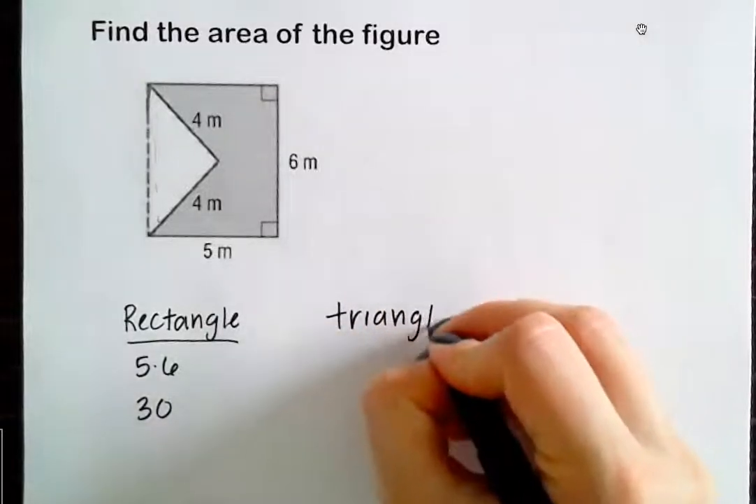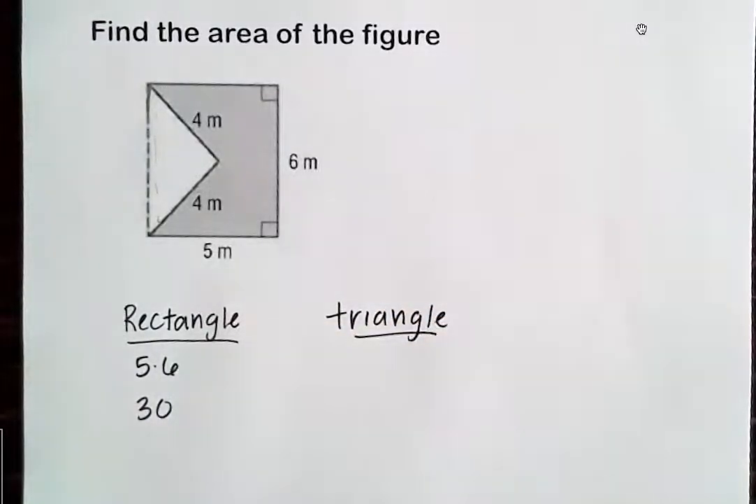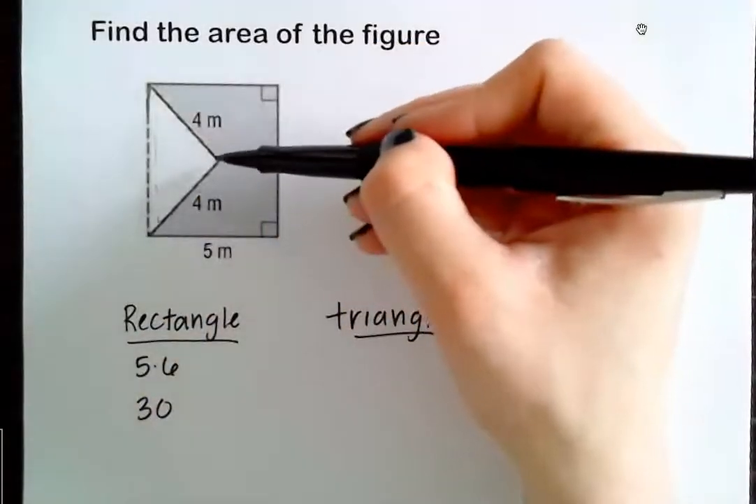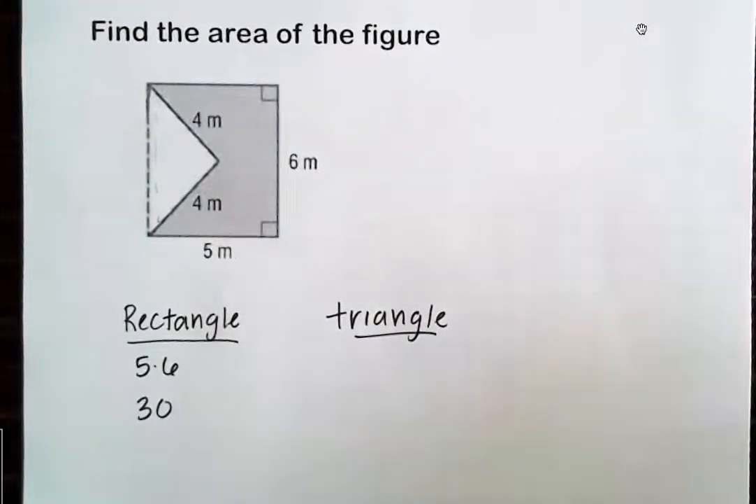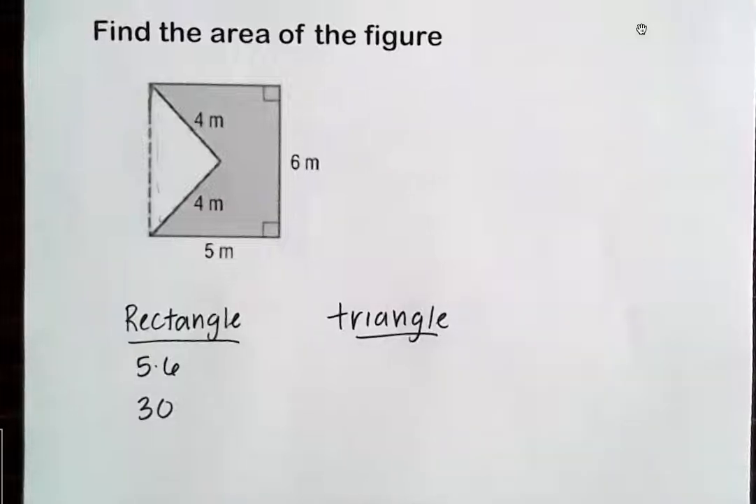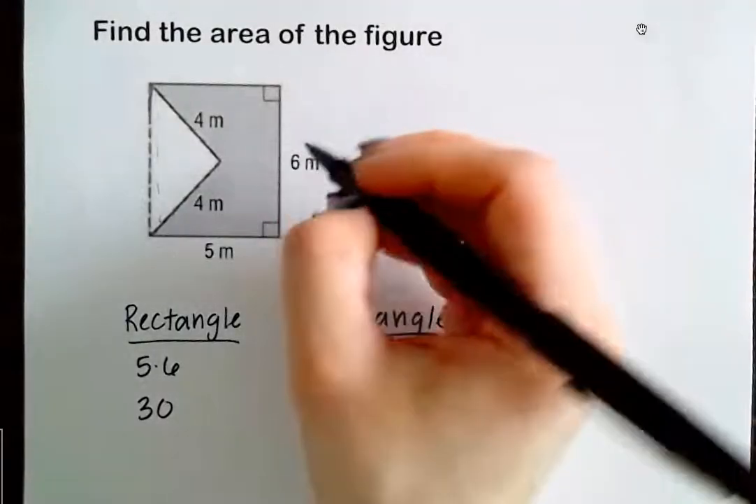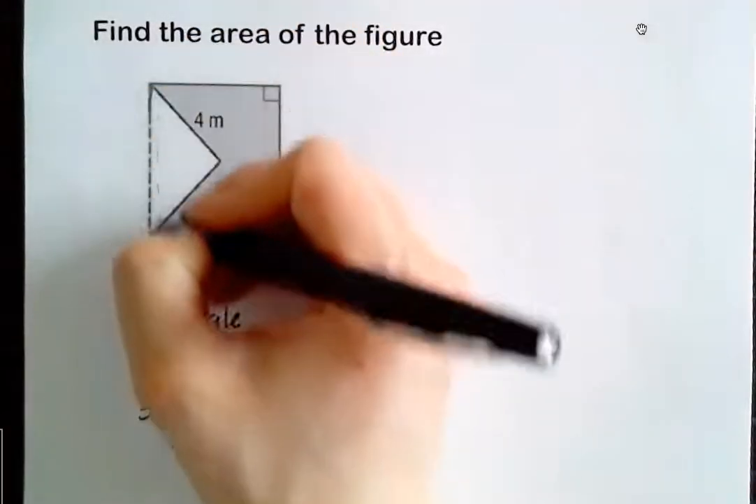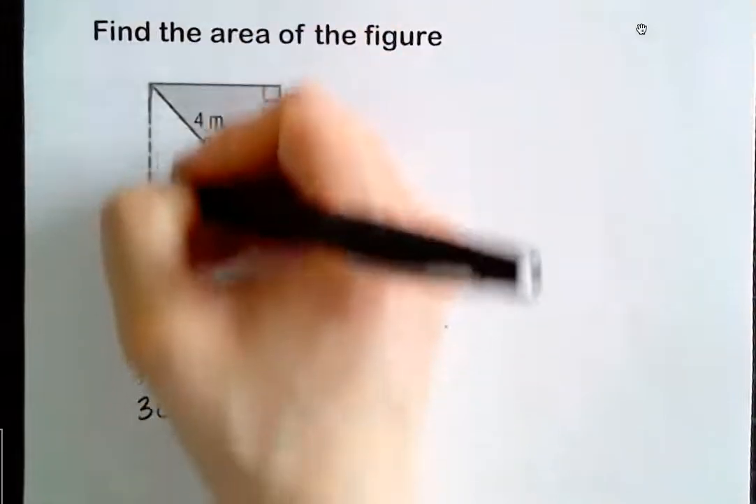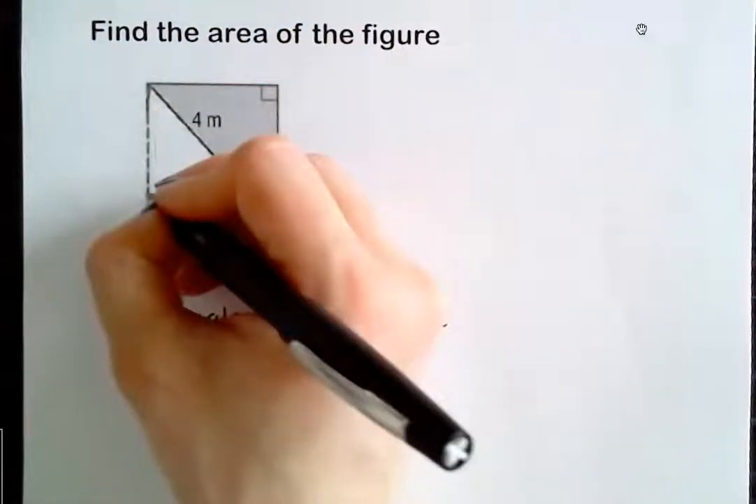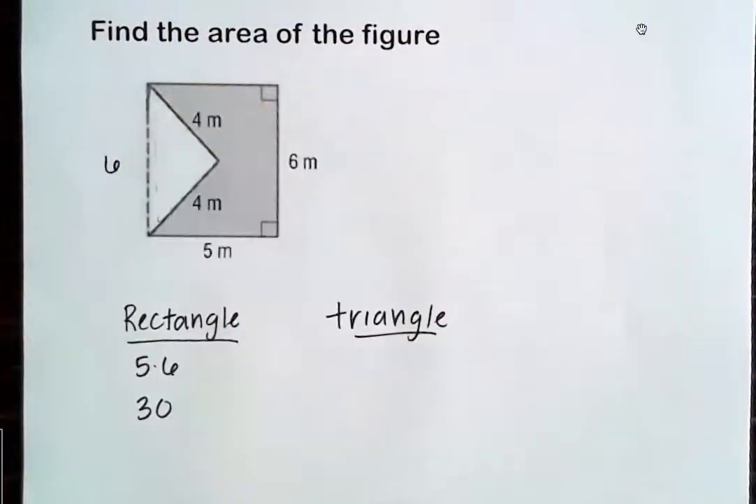Triangle. So our problem with our triangle is what's our base, what's our height, right? Like we assume that's a right angle. Do we know that? No, we don't know that. So that's a bummer. But I know that my base right here is 6 because it's the same as my rectangle, so that's a 6.